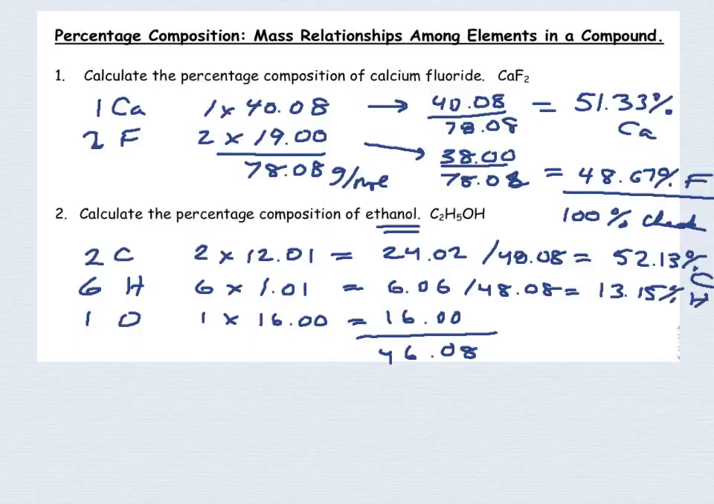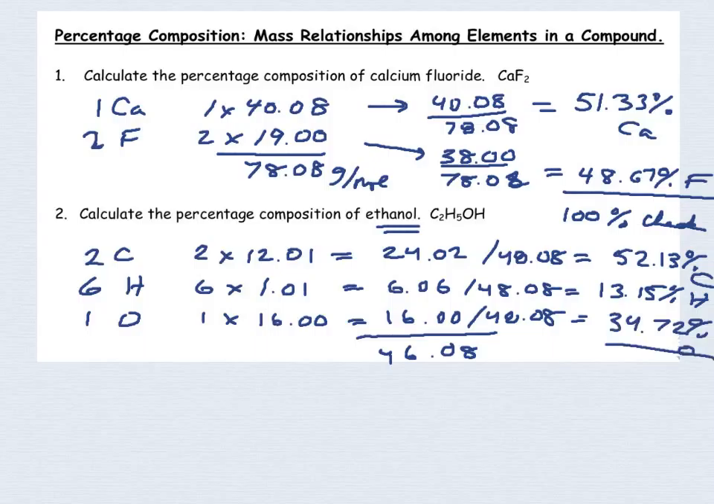And then you do the last component, which is oxygen. Although there's only 1 atom in the entire molecule, it still works out to be a pretty significant mass, because the atom itself is quite heavy. So 16 divided by 46.08 is going to give you 34.72 when you round, and that's the percent of oxygen.